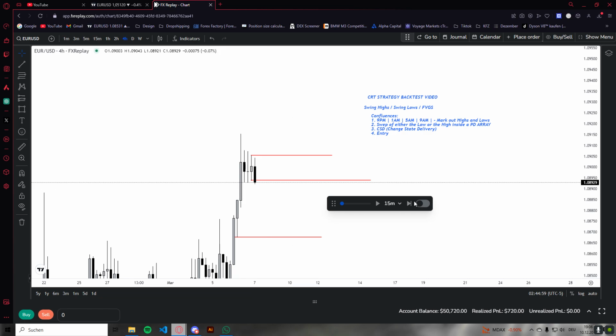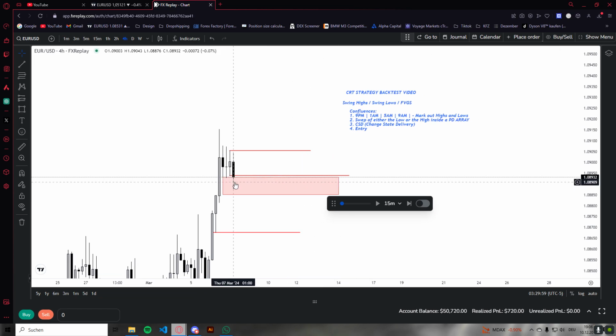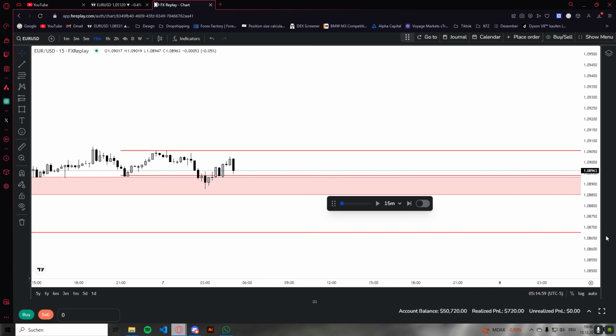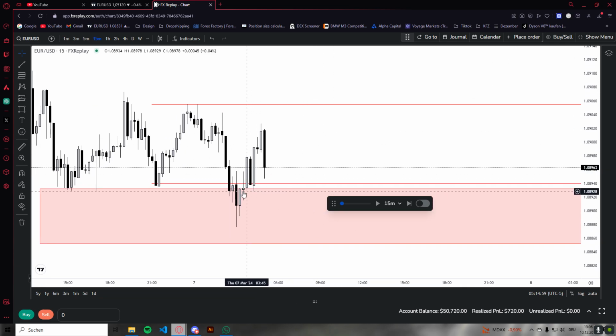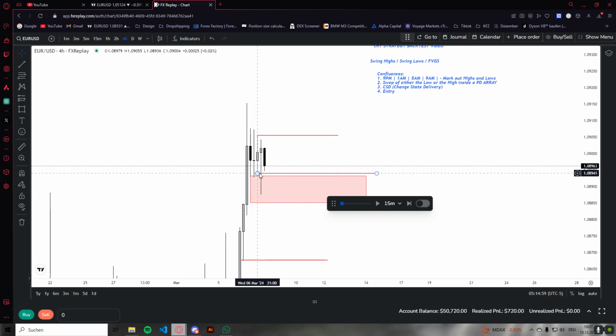But what I like to see is on the fair value gap, I like for the CRT strategy that the fair value gap is getting filled 100%, okay? I don't take trades without the fair value gap being filled 100%. So in this example, this trade would have been played out very good. Look at that. High, low, low gets swept inside the PD array, that's fair value gap.